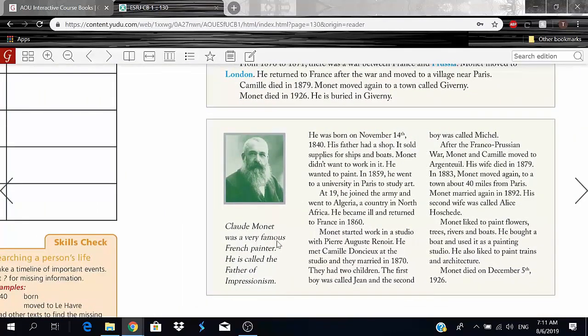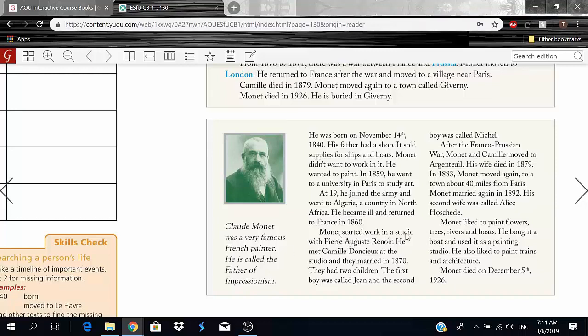Claude Monet was a very famous French painter. He is called the father of Impressionism. Second biography. He was born on November 14th, 1840. His father had a shop. It sold supplies for ships and boats. Monet didn't want to work in it. He wanted to paint. In 1859, he went to university in Paris to study art. At 19, he joined the army and went to Algeria, a country in North Africa. He became ill and returned to France in 1860.